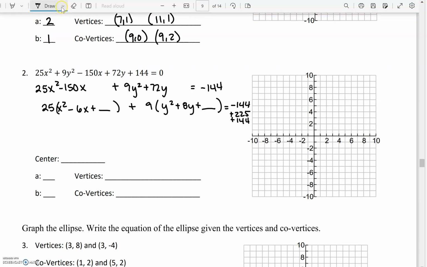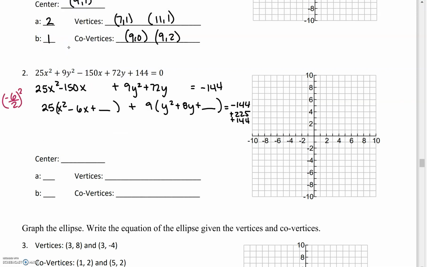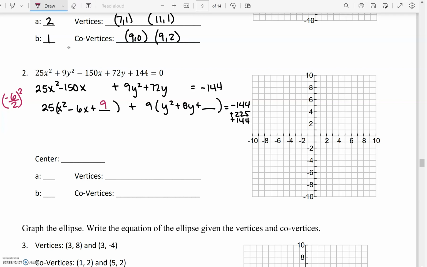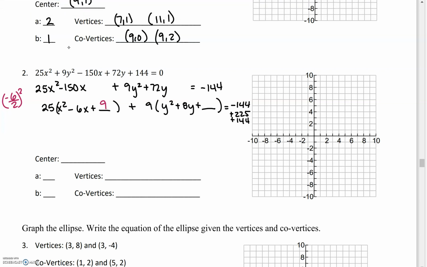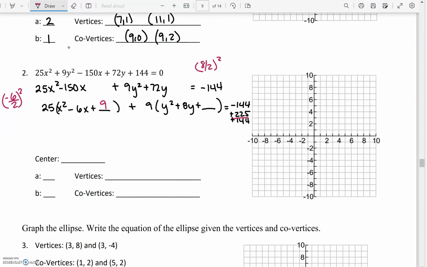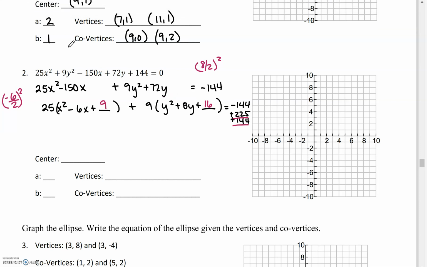So we are going to take the 6 and divide by 2, so negative 6, and then square it, and it's positive 9. Now keep in mind that it's 25 times 9. That's really the number we're putting there, which is 225. And then over here, 8 divided by 2 squared is going to be 16, and it's really 9 times 16, which is 144. So adding those to that side, we wind up with 225.